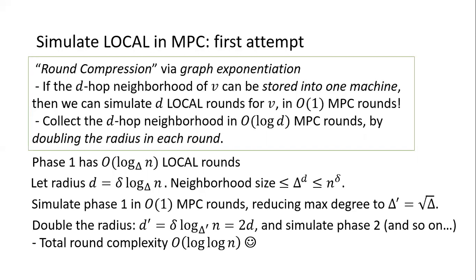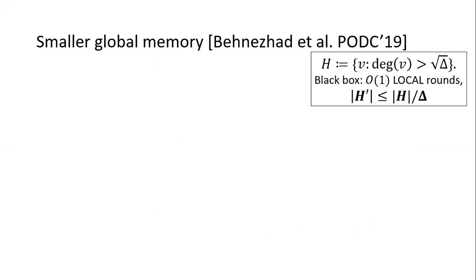However, in this algorithm, every vertex uses n to the delta local memory, which means that the global memory is n to the 1 plus delta. This is superlinear, which is usually not allowed in the definition of MPC. So we have to reduce the global memory to be near linear. Here is the solution from the previous results.